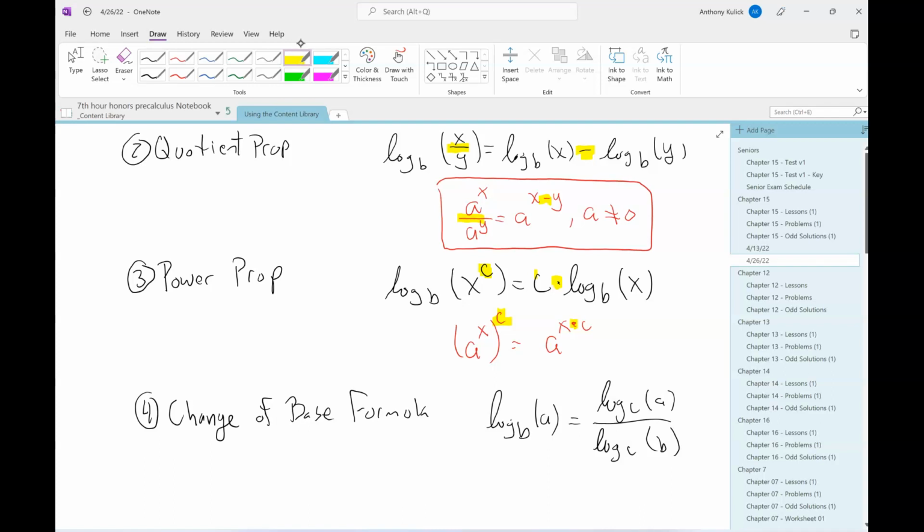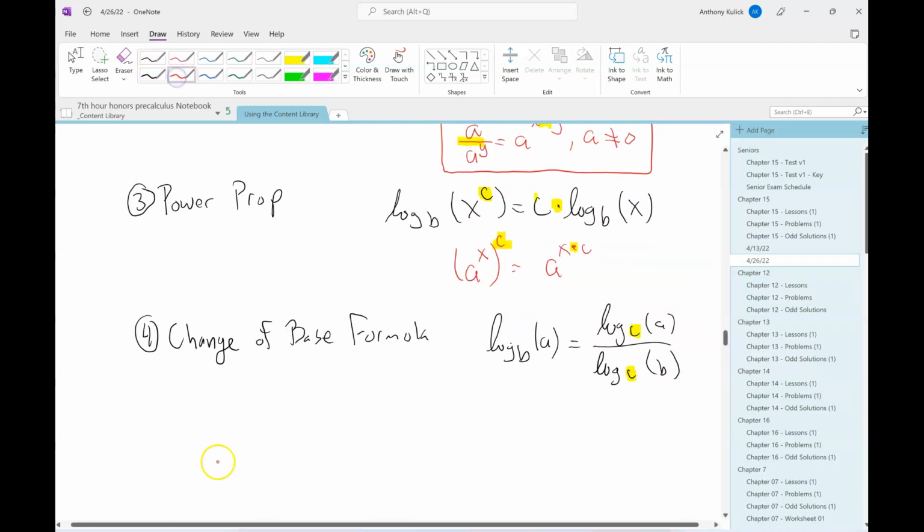So the change of base formula says that log base b of a is equal to log base c of a divided by log base c of b. The important thing here is that this base c is a base of your choice. So when Mr. Kulik was a student, if he wanted to do log base 2 of 3, he would write this as common log of 3 over common log of 2.